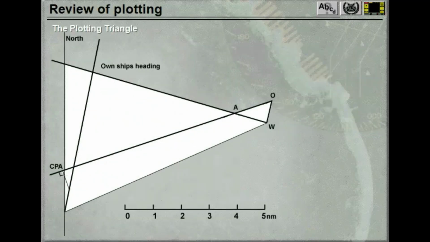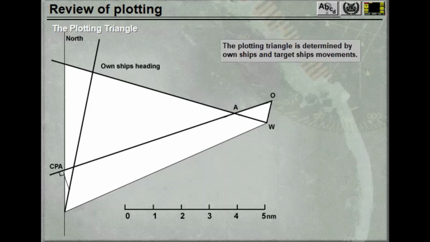To plan an avoiding action when you are working with relative plotting, you use a triangle marked with the letters WOA, known as the plotting triangle. The sides of the triangle represent courses and distances covered during the same time period. To further explain the plotting triangle and its uses, both a true and a relative plot have been illustrated here. The plotting triangle is determined by own ship's and target ship's movements.